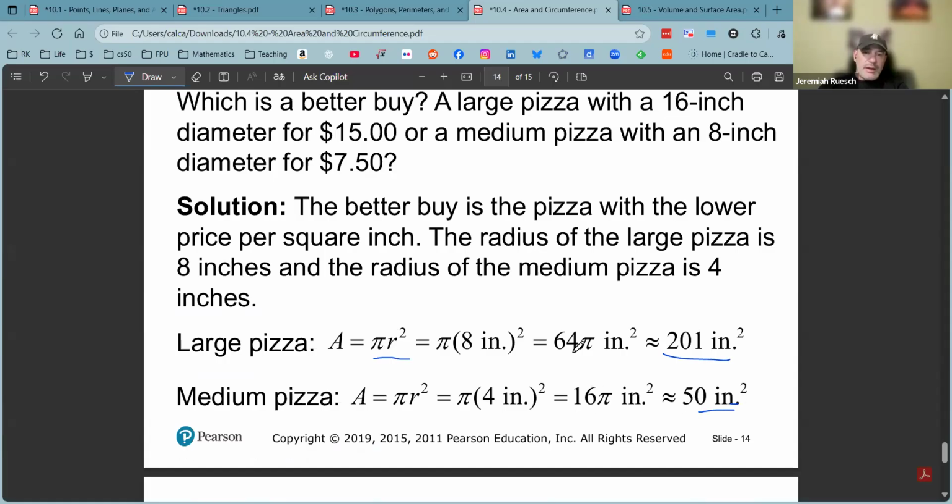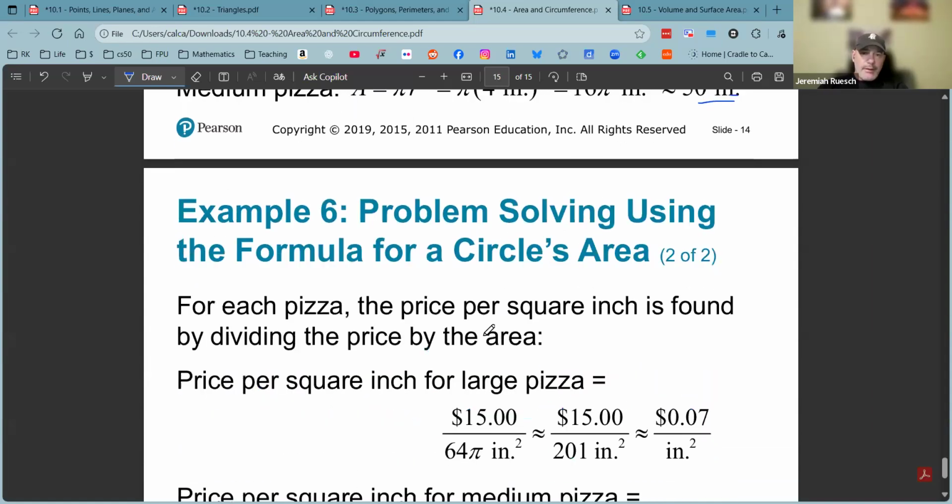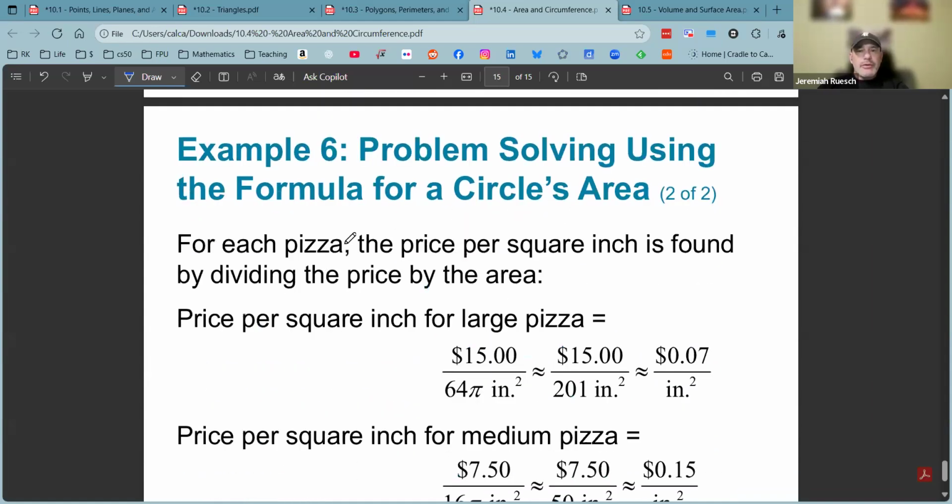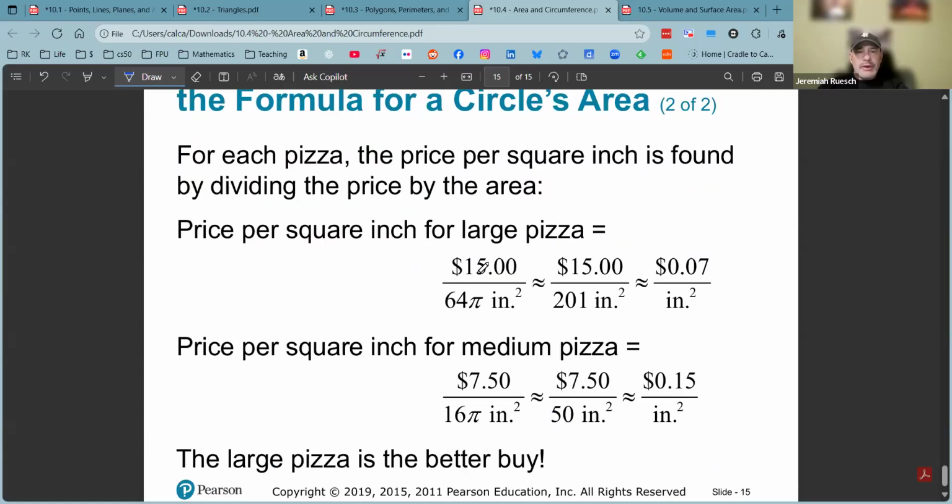Okay. Notice that even though the radius is twice as long between the two pizzas, the area is 4 times as large, and that's because you're squaring that distance. So this ratio gets squared, and so you get 4 times the amount. All right. The problem solving using the formula for a circle's area.